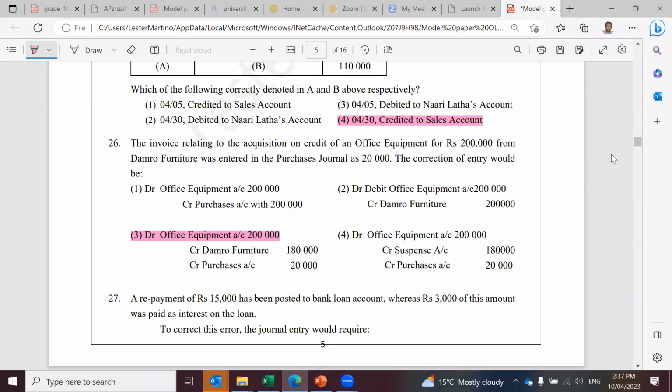Purchases credit. How much is now recorded in Damro? 20,000 is already recorded in the Damro account. How much more needs to be recorded? This 200 needs to be increased from 20 to 200, so you need to credit Damro 180. So the answer is debit office equipment 200, credit Damro Furniture 180 and the purchases gets reversed. So it becomes credit 20,000.